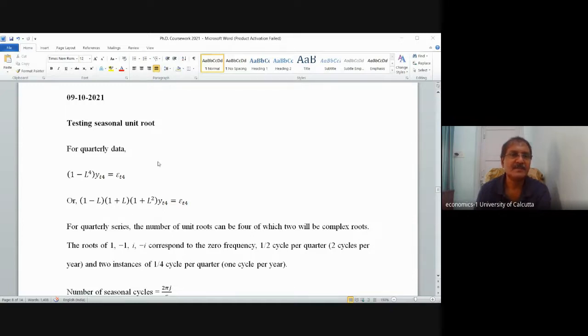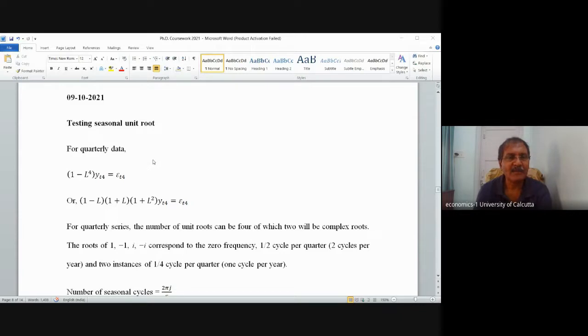Okay. So for quarterly data, we have discussed in the last class, we can express the purely stochastic seasonal time series in this way: 1 minus L to the power 4 yt4 is equal to epsilon t4. So if you try to express it in general form, you can write 1 minus L to the power s into yts is equal to epsilon ts. For quarterly data, s is equal to 4. Seasonal frequency 4. Within a year, quarter appears 4 times.